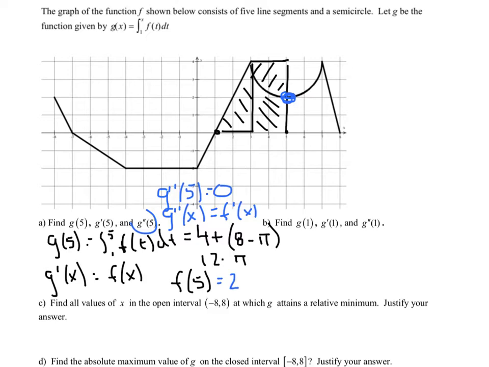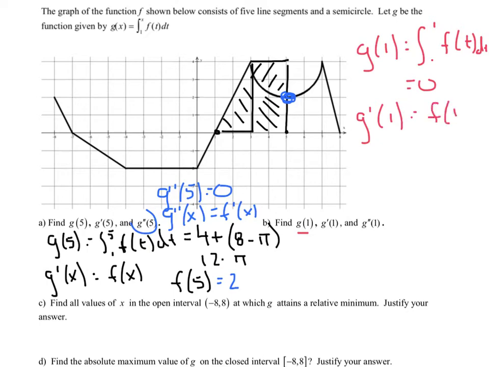All right, let's see if I can squeeze in part B here. G of 1. They want me to substitute a 1 in for x: the integral from 1 to 1 of f of t. I love it. The bounds are the same, so we've accumulated 0 area. G prime of 1 is going to be the same thing as f of 1, which, oops, got an x-intercept there, so that's also 0. G double prime of 1 is going to be the same as f prime of 1. So I'm going to read the slope, and it looks like I've got a line segment with a slope of 2. So g double prime of 1 equals 2.